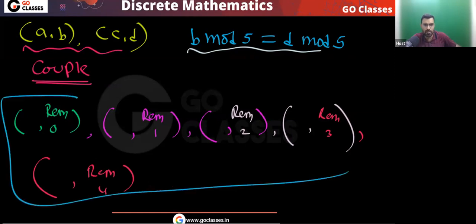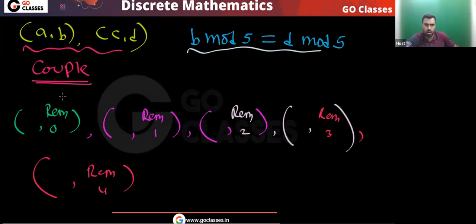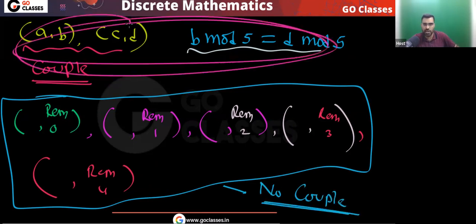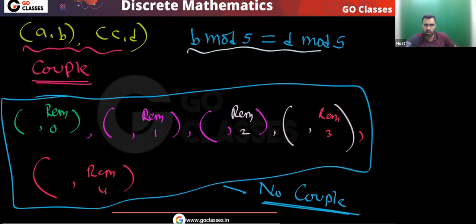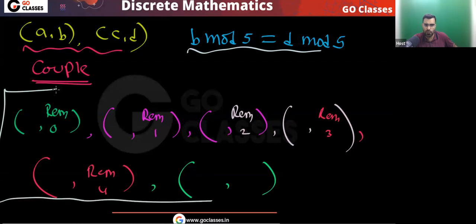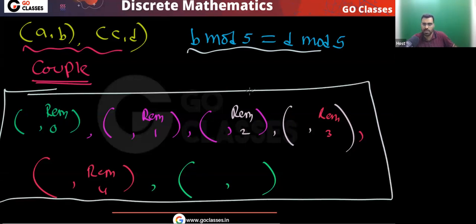So far there is no couple. We don't have this type of couple. But if I give you one more ordered pair, then definitely a couple will come. Agree with me? Definitely some couple will come.